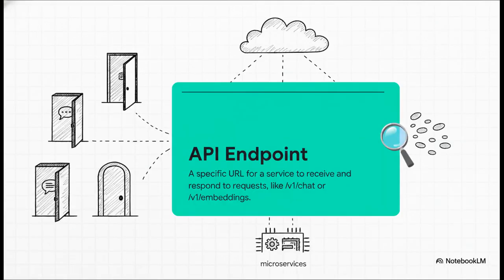So your service is going to expose what we call endpoints. A good way to think of these is like specialized doorways into your service. You might have one door for general chat, another one specifically for creating text embeddings, and maybe a third for some other special task. Each one is a clear, versioned entry point for a very specific function.